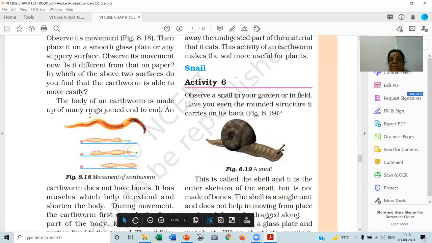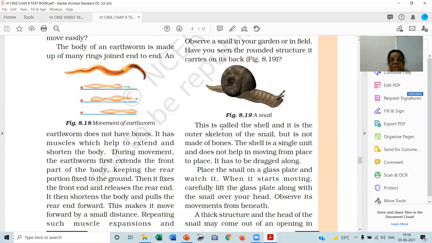In the same way, the garden snail has a spiral structure, a hard protective shell. This is called the shell, and it is the outer skeleton of the snail, but it is not made up of bone. So the snail has an external skeleton. The earthworm has a liquid skeleton, whereas the snail has an external skeleton.